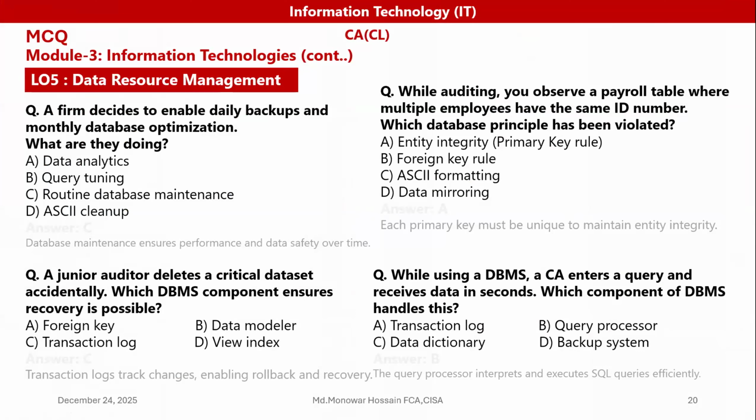A firm decides to enable daily backups and monthly database optimization. What are they doing? A firm means one organization that decides to enable daily backups and monthly database optimization. What are they doing? It means C, routine database maintenance. Yes, regular activities of database maintenance ensure performance and data safety over time for that organization's database.